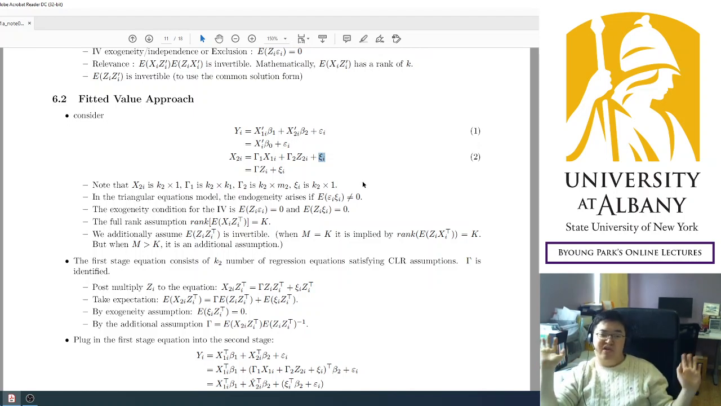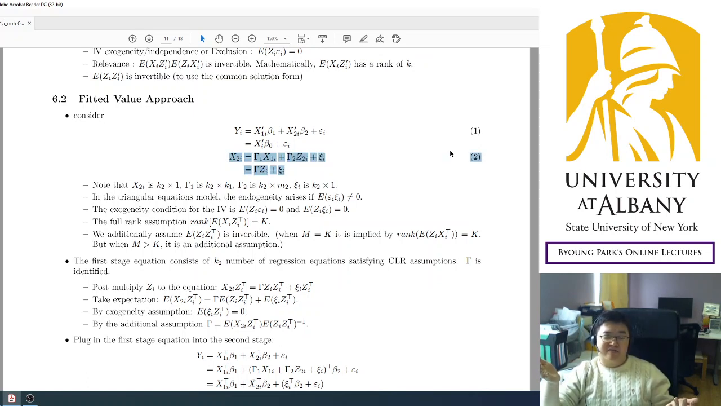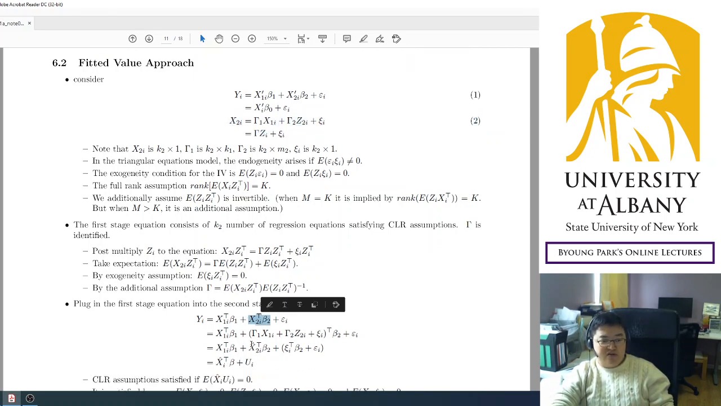There will be no residual in the end. Theoretically, it happens all the time. So if the number of instruments increases to infinity, then x2 equals x2 hat. So this part will be equal to the original variable. Then the second stage does not filter out anything, right? X2 hat equals x2. So this equals this.